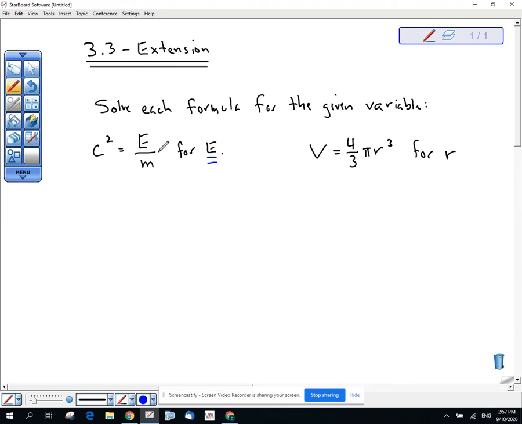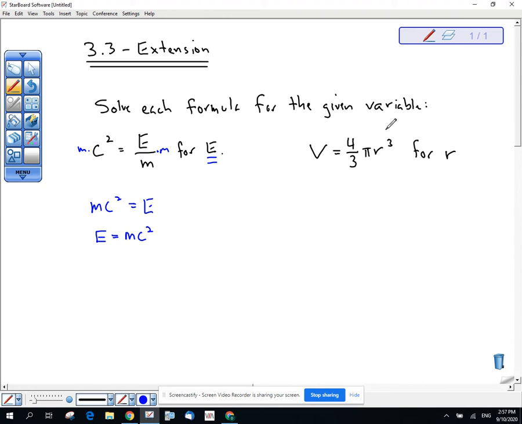So we need to multiply both sides by m, right? And that would be mc squared equals E, or again, it would probably be best if you would put the variable that we're solving for on the left, E equals mc squared. Way to go, Einstein.